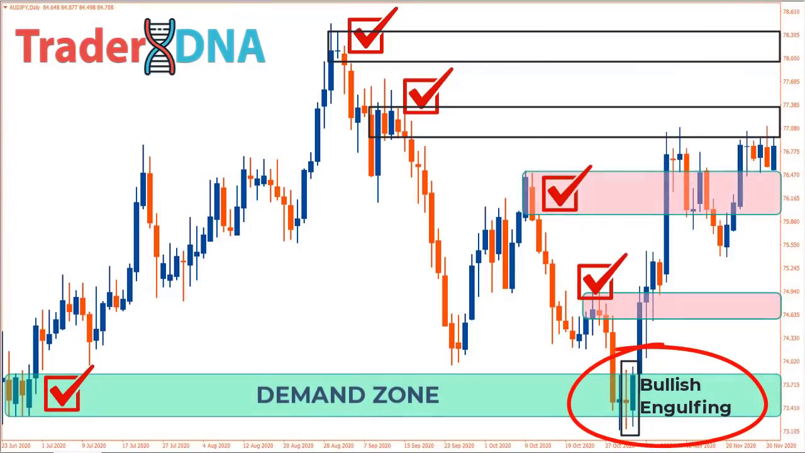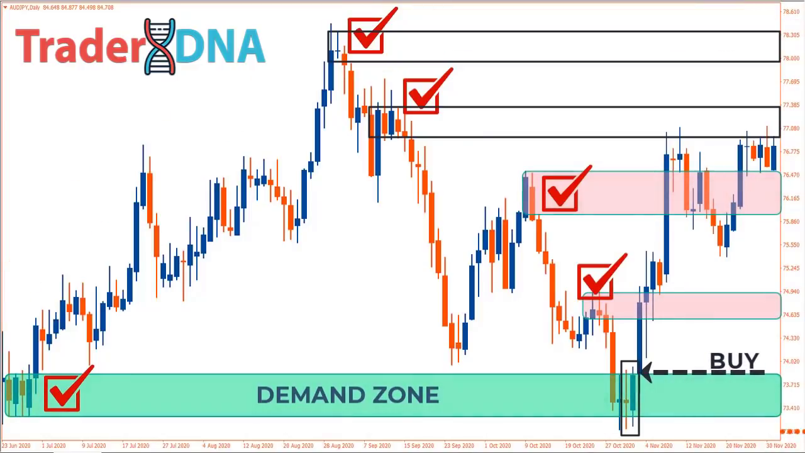The banks want price to move away from the zone, making it a great signal that a reversal is about to begin. So now, you enter a buy trade and place your stop loss just below the opposite edge of the zone.